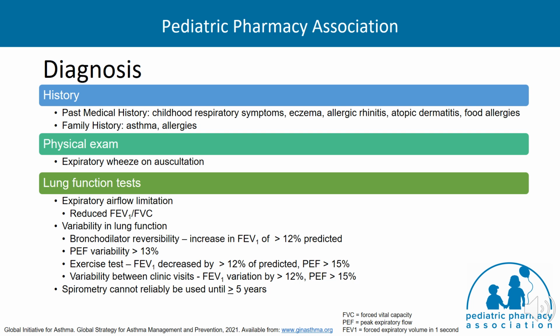Another is a PEF variability, which is peak expiratory flow greater than 13%, as well as an exercise test with an FEV1 decreased by greater than 12% of predicted or PEF greater than 15%, as well as variability between clinic visits with an FEV1 variation greater than 12% or a PEF greater than 15%.